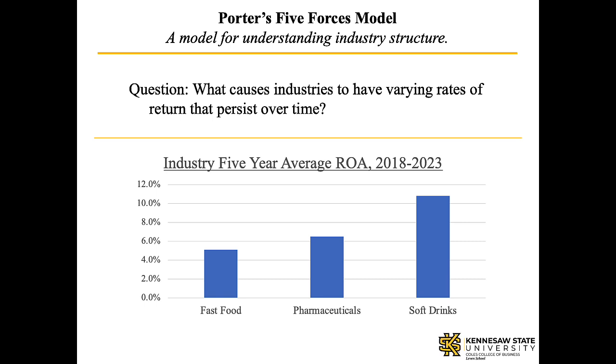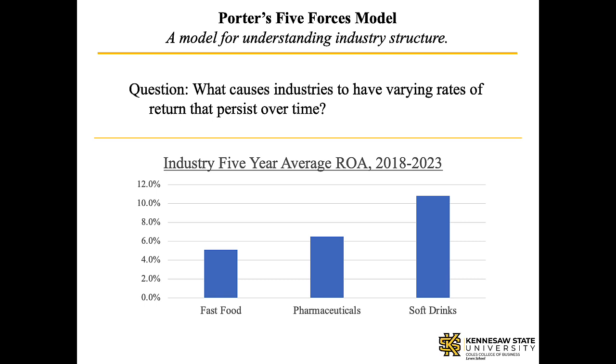For instance, over 5 recent years, the soft drinks industry has much stronger returns than the pharmaceuticals industry, which itself had stronger returns than the fast food industry. One could question why this happens. It would seem to be rational for companies to leave underperforming industries and redirect their efforts to high-performing industries in an effort to grab a share of those stronger returns, even if the shifts take a while to make.